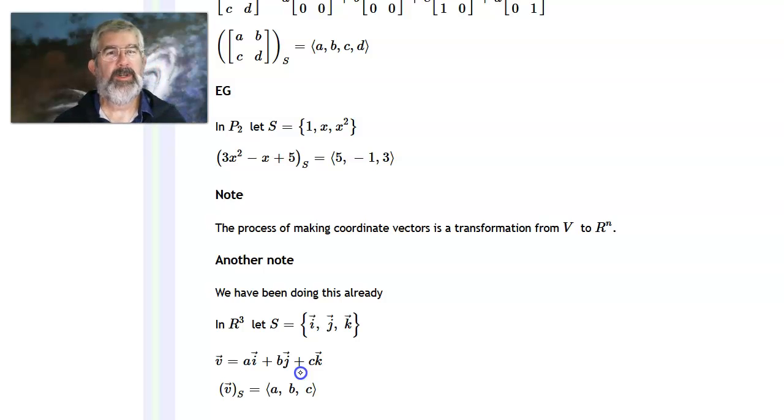So there's a bunch of them to do in the homework, to just give it a try, to rewrite a vector in terms of another basis, and then represent that as a coordinate vector. So have fun.